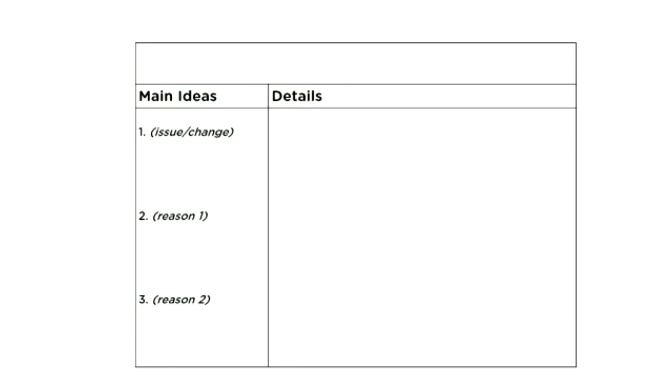Now, usually with the speaking, there's usually 3 main ideas. It's the issue or the change or the problem that the students are discussing and their opinion on that. And then usually the students are going to give 2 reasons. So reason 1 and reason 2. All right. And then you'll write those down in the right-hand column. So you kind of know what you're listening out for already.